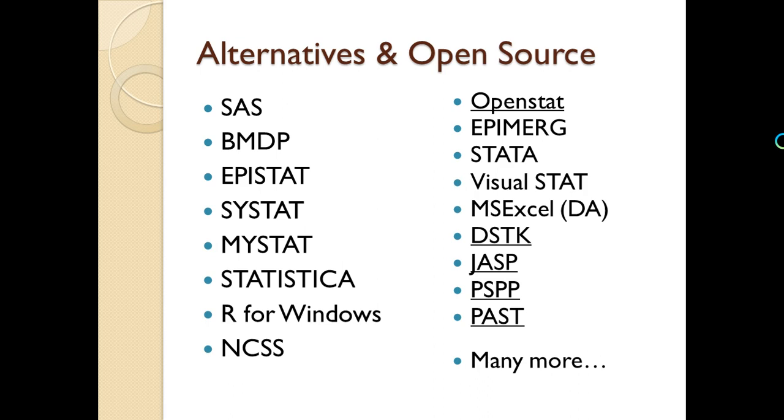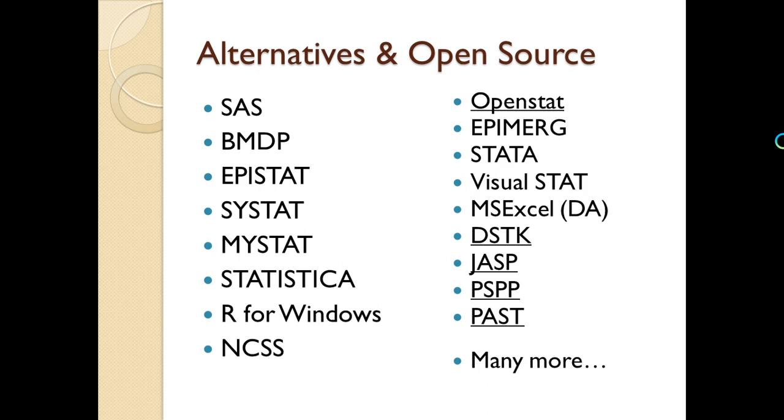Then Epimerge is another epidemiological software. Then Stata is also very popular. Visual Stat is also popular. Interestingly, in MS Excel also we have statistical analysis called data analysis package. This is normally not visible on the screen. You just have to go to options to enable data analysis package.